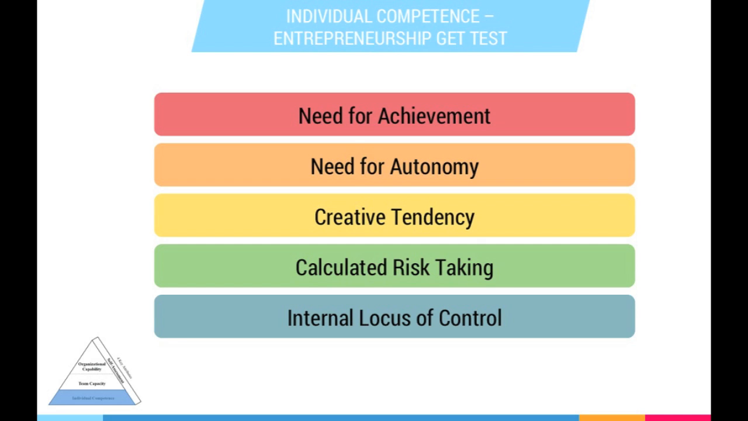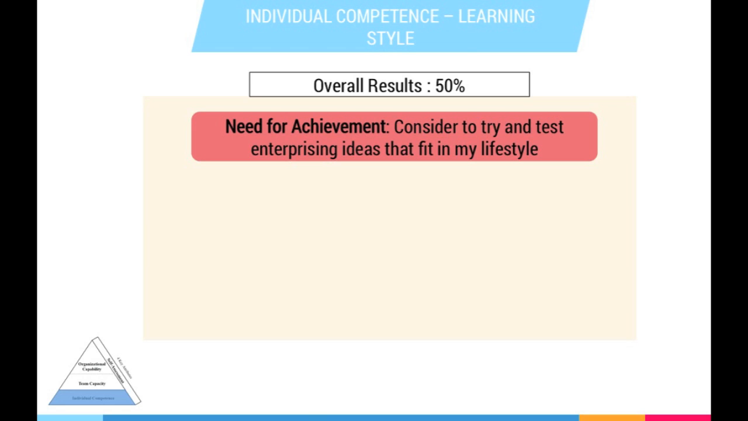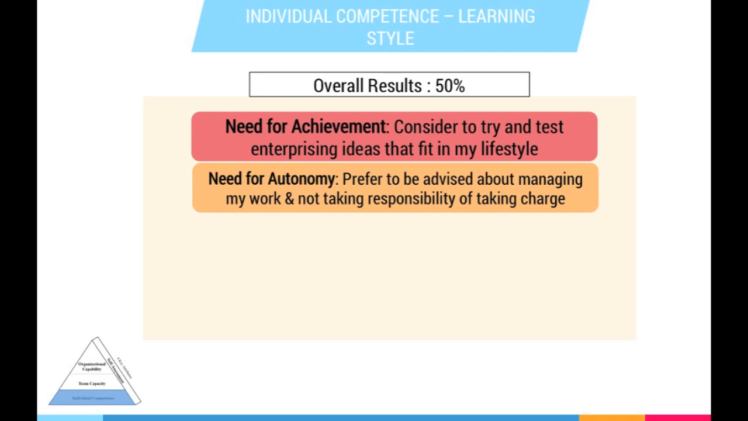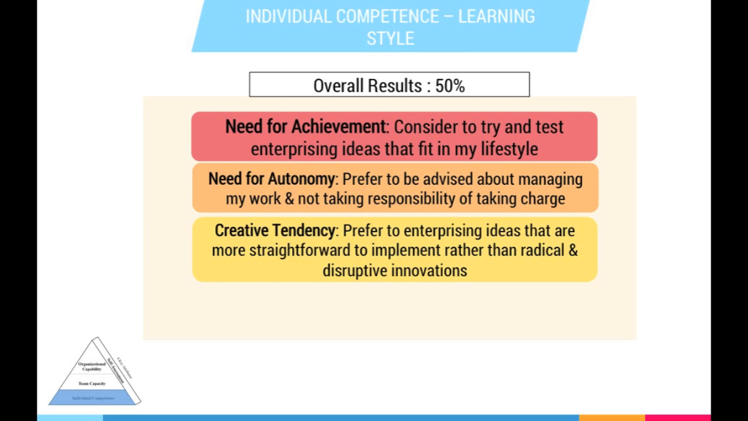And for next, this is the entrepreneurship GET test, and my overall result is 50%. And for the need for autonomy, it means that I prefer to be advised about managing my work and not taking responsibility of taking charge. For creative tendency, it means that I prefer enterprising ideas that are more straightforward to implement rather than radical and disruptive innovation. While for calculated risk-taking, it means that I'm not really comfortable taking many risks and responsibility.